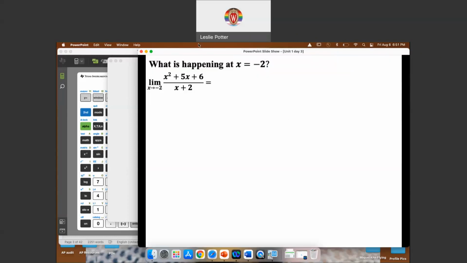So let's take a look at this. What is happening at -2? I've got a rational expression, a fraction. The reason we call this a rational expression is because we have a function over a function. That's why we call it a rational expression.